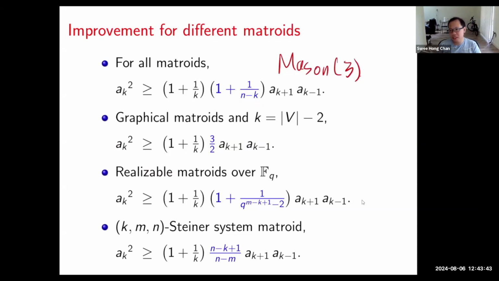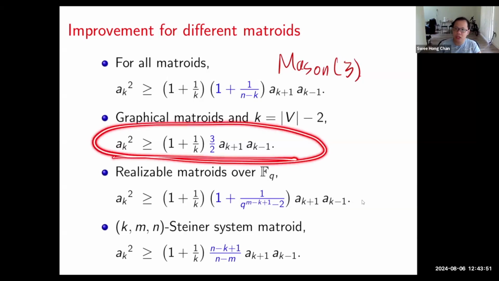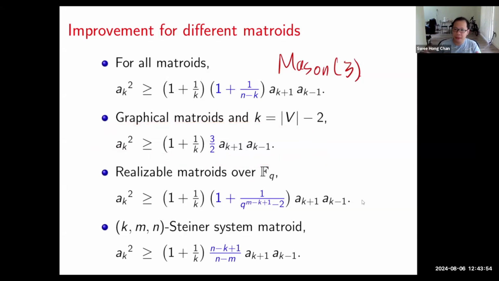However, if you know that this graph is a graphical matroid, and let's say k is equal to v minus 2, then you see the improvement that we saw in the beginning, that we saw for graphical matroid, the number 3/2. In general, the improvement can be very small and can also be very large. For example, for realizable matroids, the improvement is this number. Asymptotically, they are the same as Mason 3.